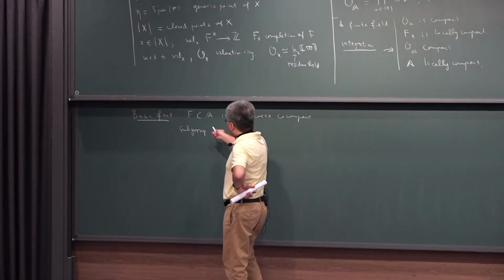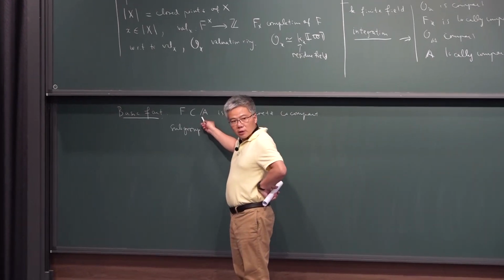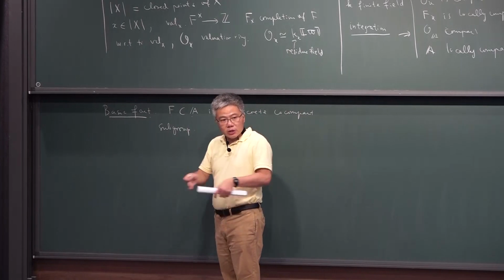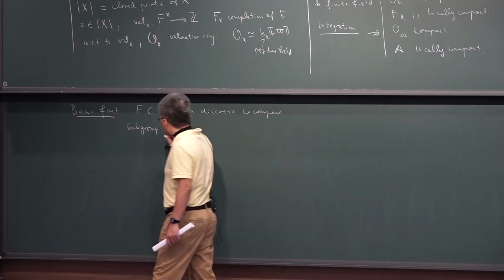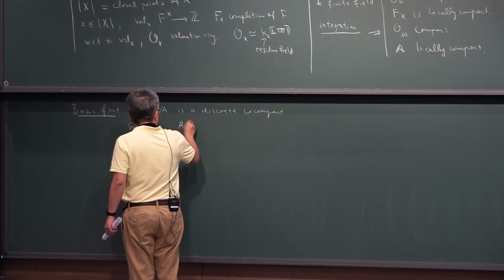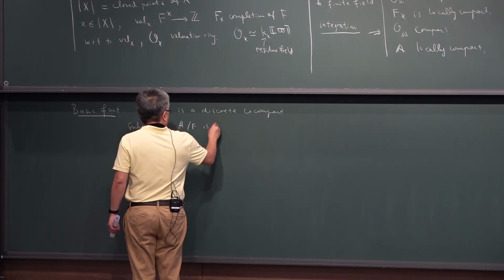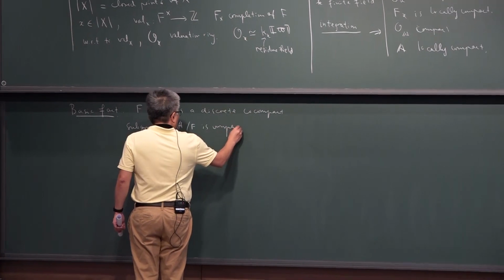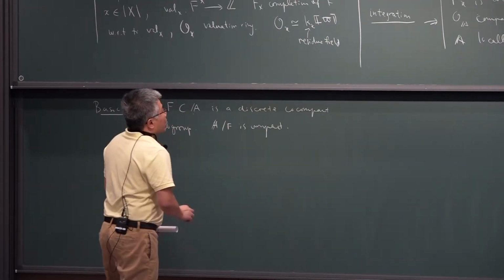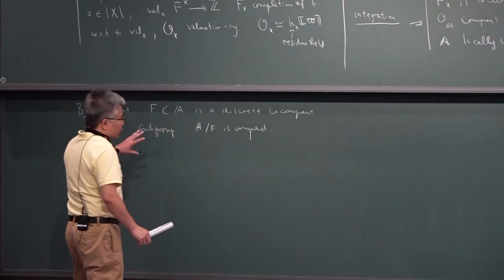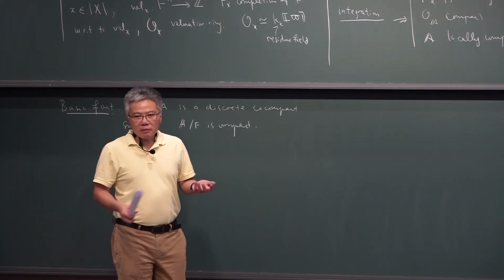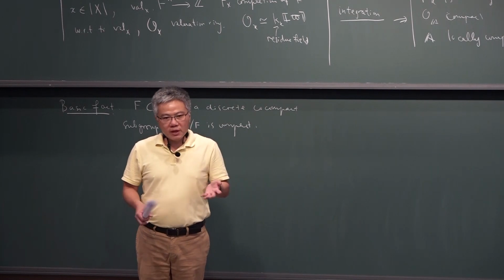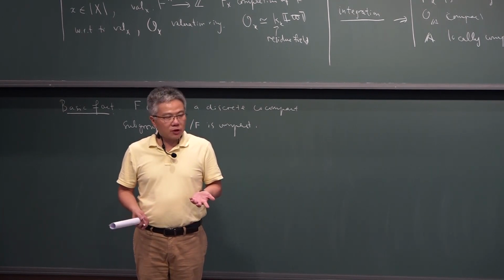When you restrict to F, it becomes the discrete topology. And moreover, the quotient is compact. This very simple fact is actually another way to state many basic theorems, such as the finiteness theorems on a curve.